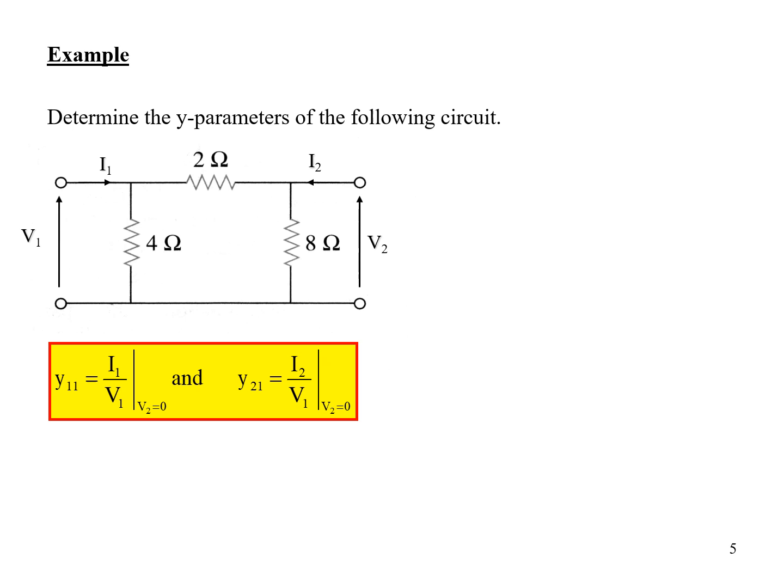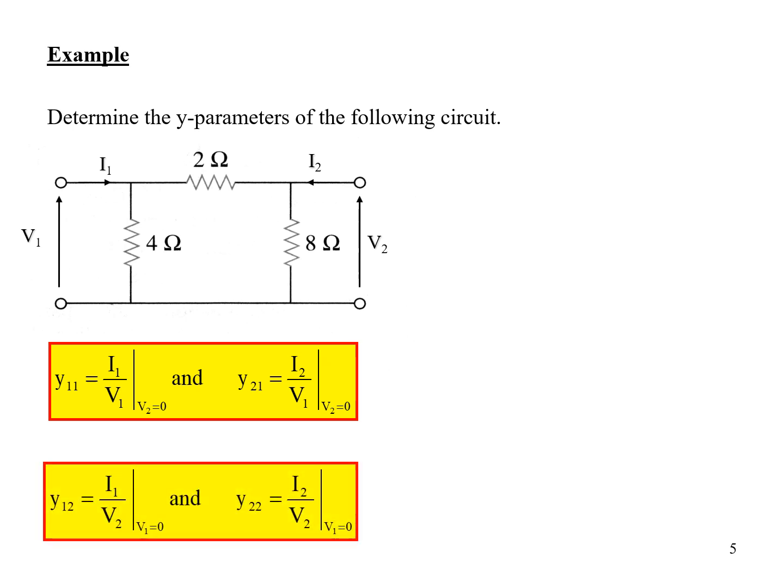And we know that Y11 is I1 over V1 and Y21 is I2 over V1, and both of these are at the condition V2 equals 0, and Y12 is I1 over V2 at V1 equals 0, and Y22 is I2 over V2, the output admittance, at V1 equals 0. So this is the admittance parameter that we need to find. The unit is Siemens. So let's go through it step by step.